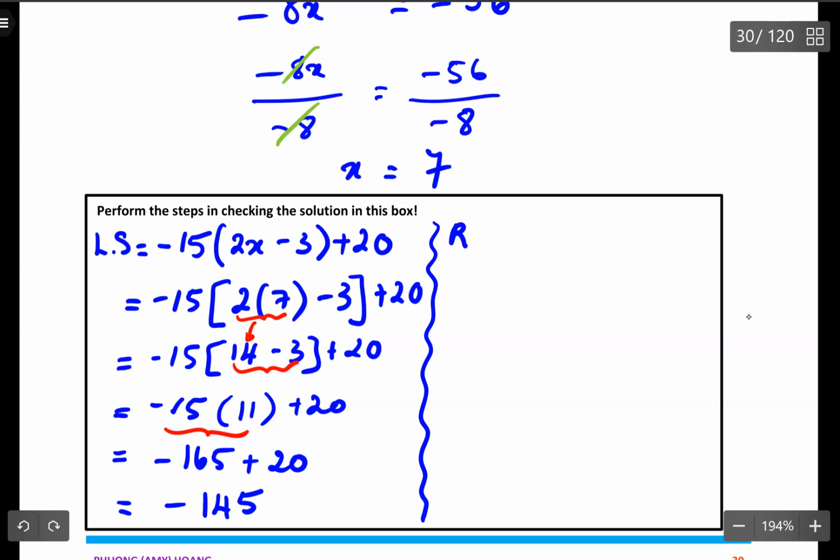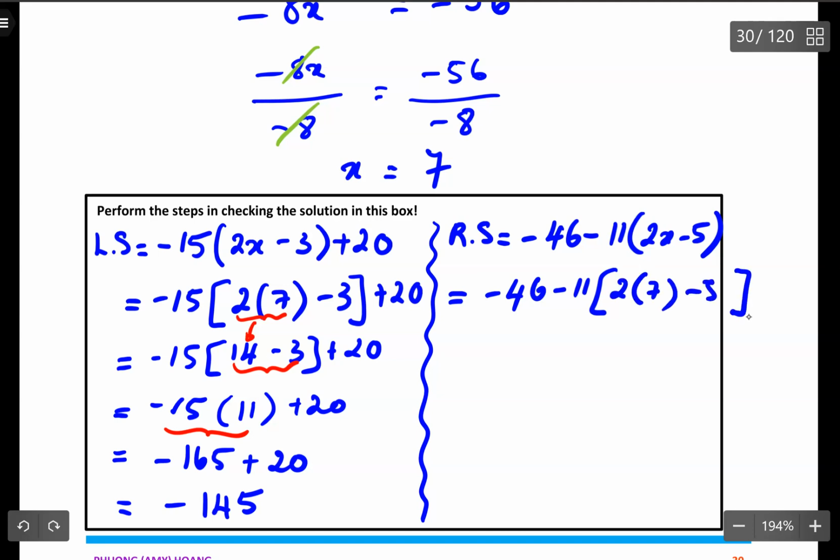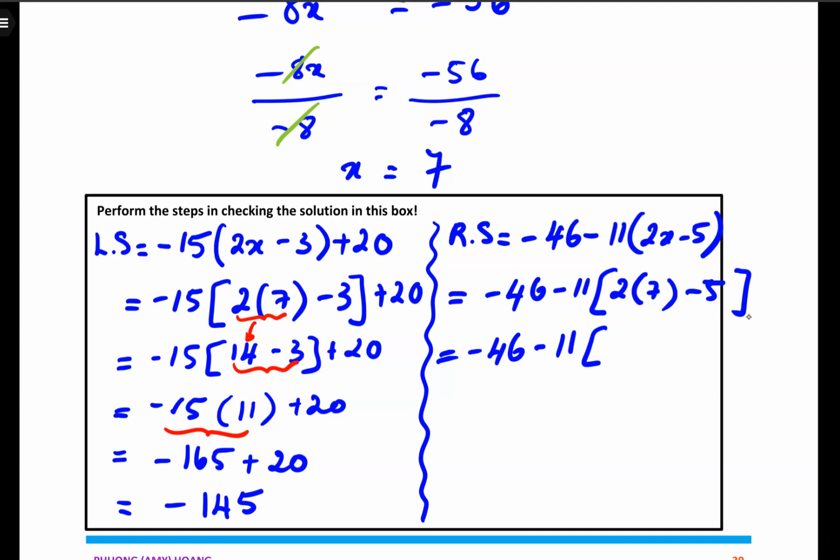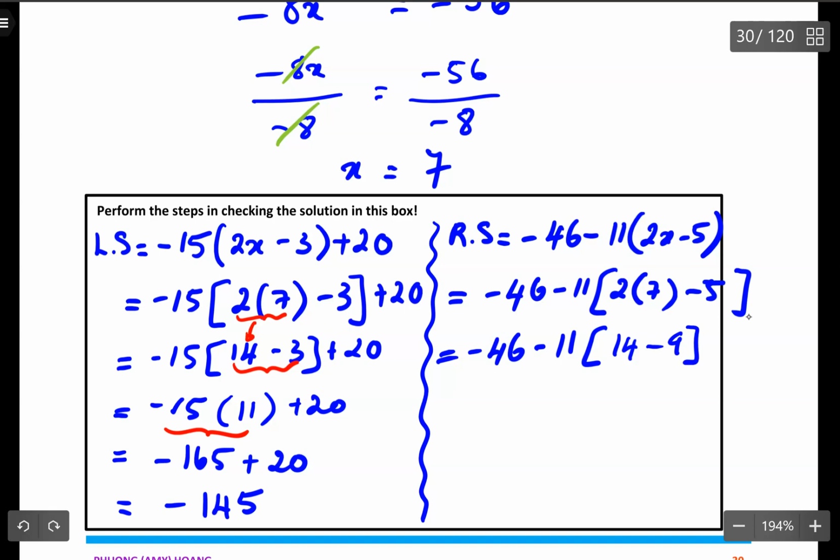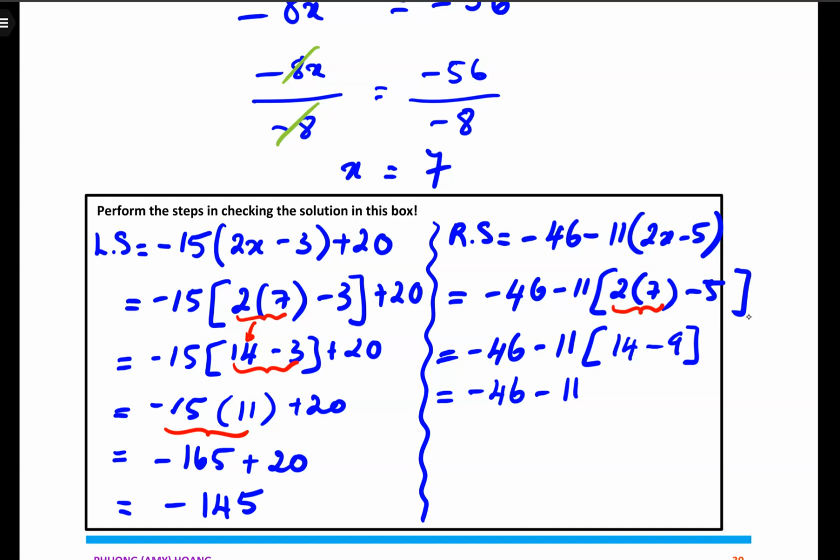From the right-hand side, the exact original expression is negative 46 minus 11 times 2x minus 5. So what you do is negative 46, subtract 11. Where the x is, I will put in 7. Inside the bracket, I should have 14 minus 5. 14 is coming from 2 times 7, multiplication first. So here I should have the number equal to 9.